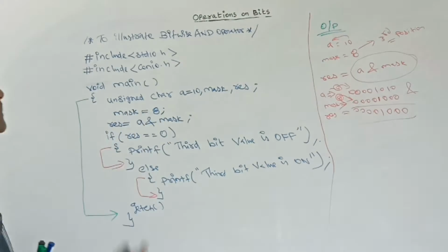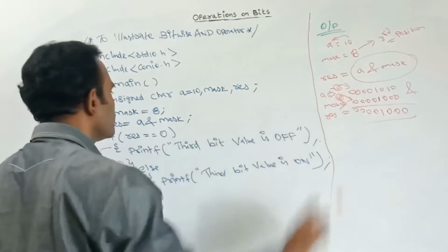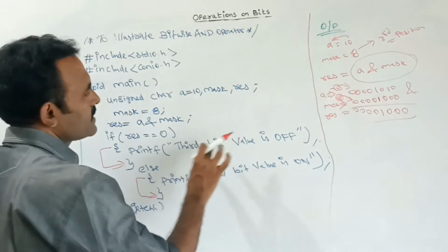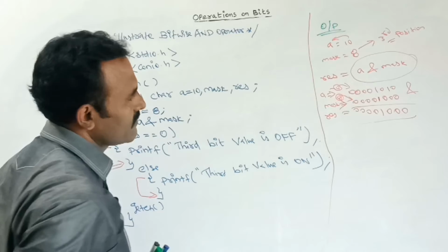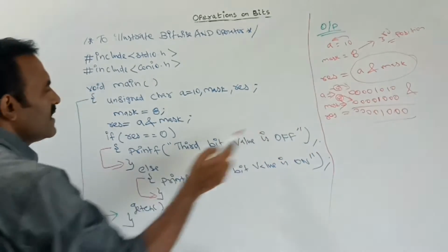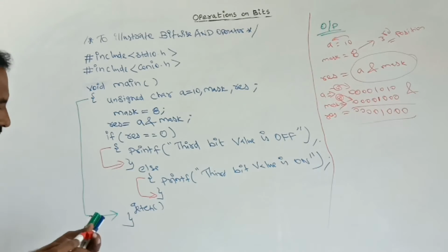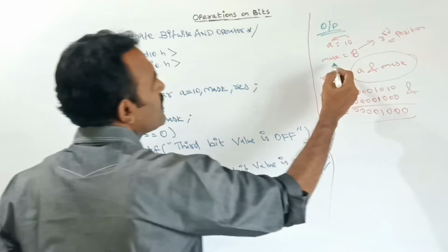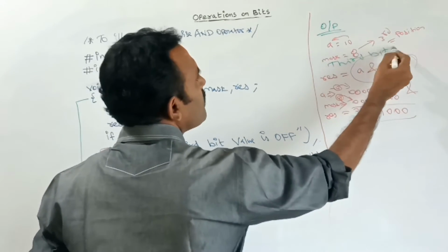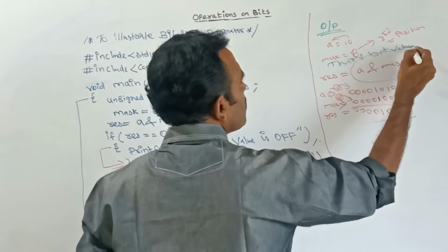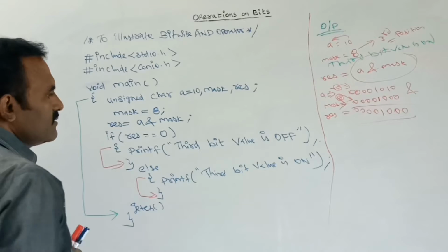The main thing is we are checking whether this RES is equal to 0. If it is 0, then I am telling it to print the message that the third bit value is off. Here this RES value is not equal to 0. So here this else part will work. So in the output, the message "third bit value is on" will be printed.